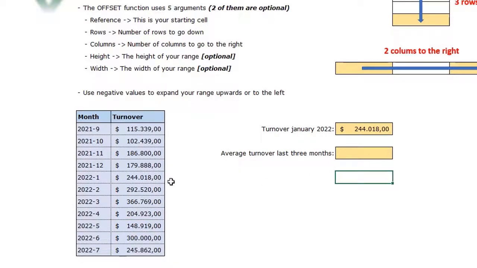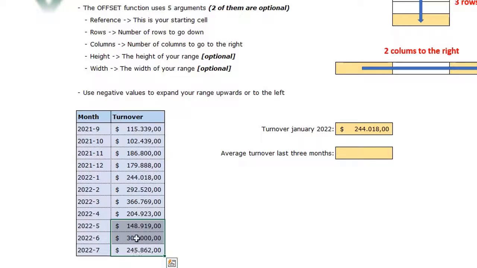So how do we get the turnover of the last 3 months in our range? We're using the offset function. We are going to start in this cell. We are going 11 rows down to get in this cell. We are going 1 column to the right to get in this cell. And then we're going to use the height of our range, minus 3. So I'm going to go 3 cells up.